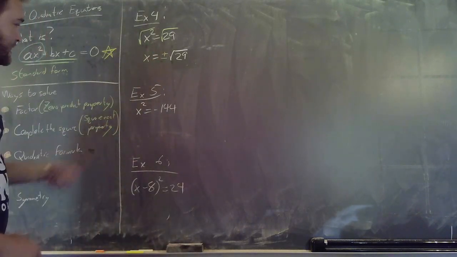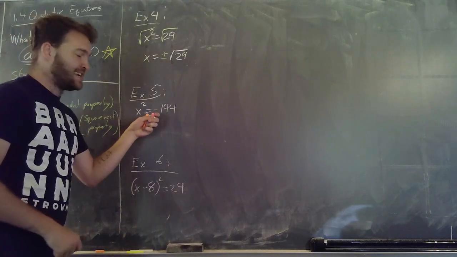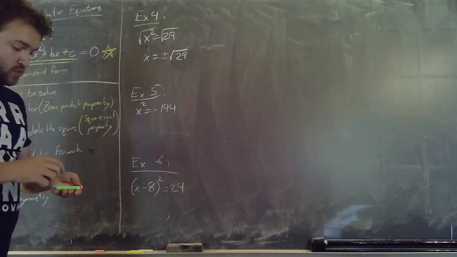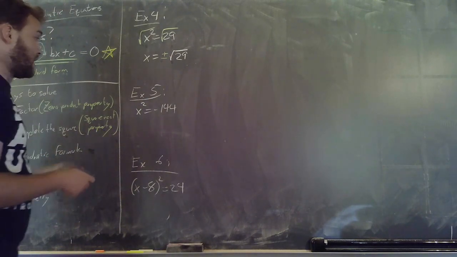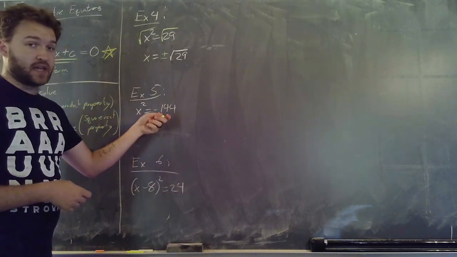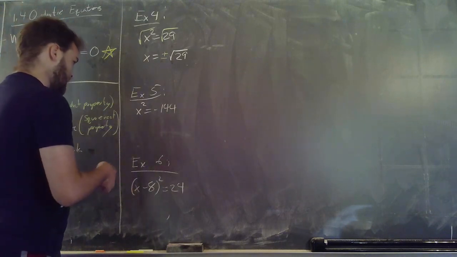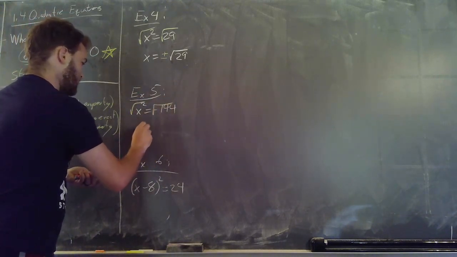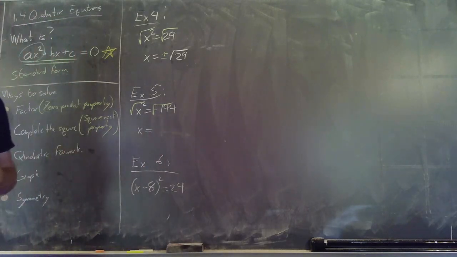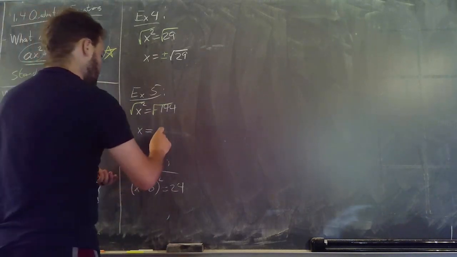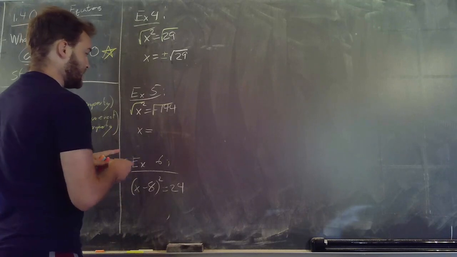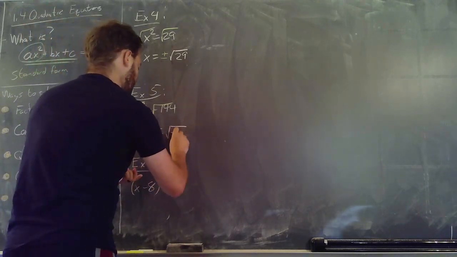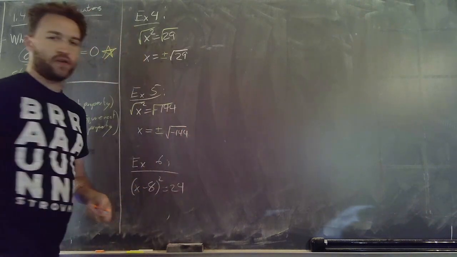Okay, second example, I have x squared equal to negative 144. Why don't we just do what we did in example 4? I have x squared equal to something else. Let's take a square root of both sides. Square root of the left-hand side will cancel the exponent, leaving us with x equals. Square root of the right-hand side, I'm going to go ahead and write it down just so we don't forget. We'll have plus minus the square root of negative 144.